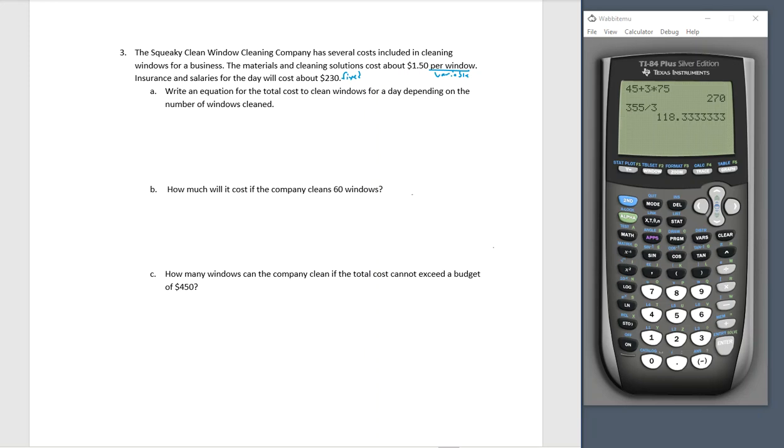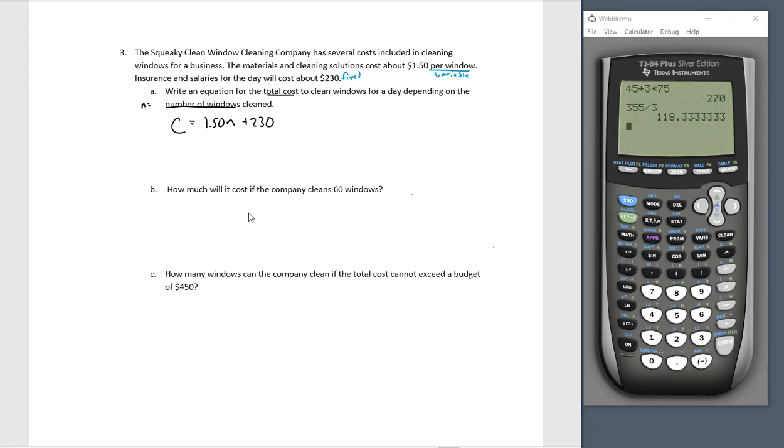So let's take a look. Write an equation for the total cost to clean windows for a day depending on the number of windows cleaned. Let's use number of windows as n. So the cost is $1.50 multiplied by the number of windows cleaned. Add to that the $230 fixed cost.